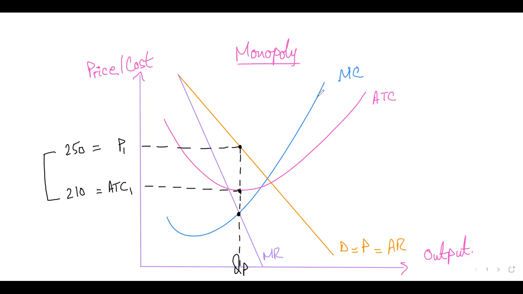Now, which area would represent the profit? Per unit profit is 250 minus 210, which is 40, and the total quantity that you are selling is, let's say, 500 or 1000 units or whatever. So the area of this shaded region would show you the abnormal profit that this monopoly would make at this point in time. Is this clear?